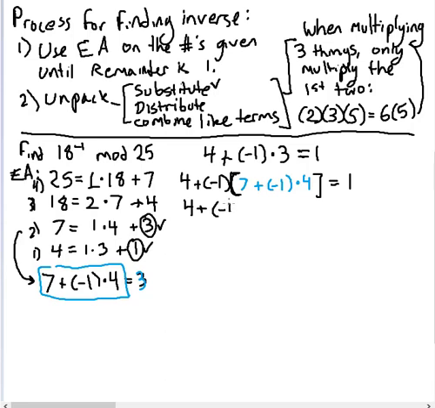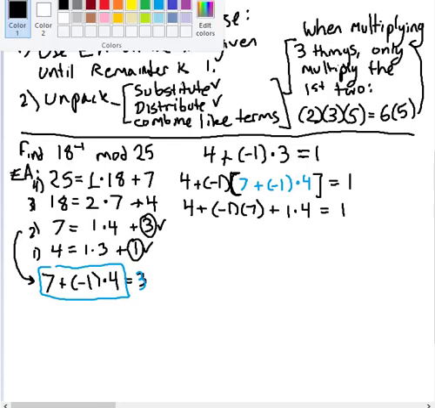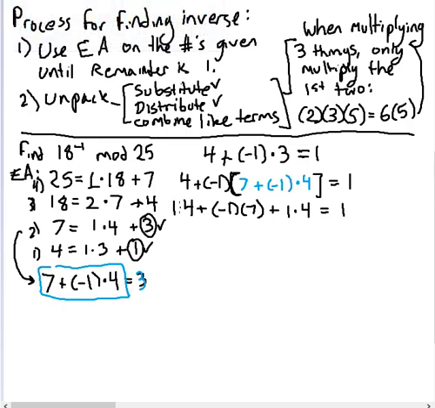So, distribute the negative 1 times 7. And now we have negative 1 times negative 1 times 4. Like I said, multiply the first 2 things. So I'm going to have negative 1 times negative 1 is 1 times 4 equals 1. We distributed. And now combine like terms. Well, I know this seems silly and weird, but in any case, let's imagine that's also 1 times 4. If I add 1 times 4 plus 1 times 4, I'm going to get 2 times 4.